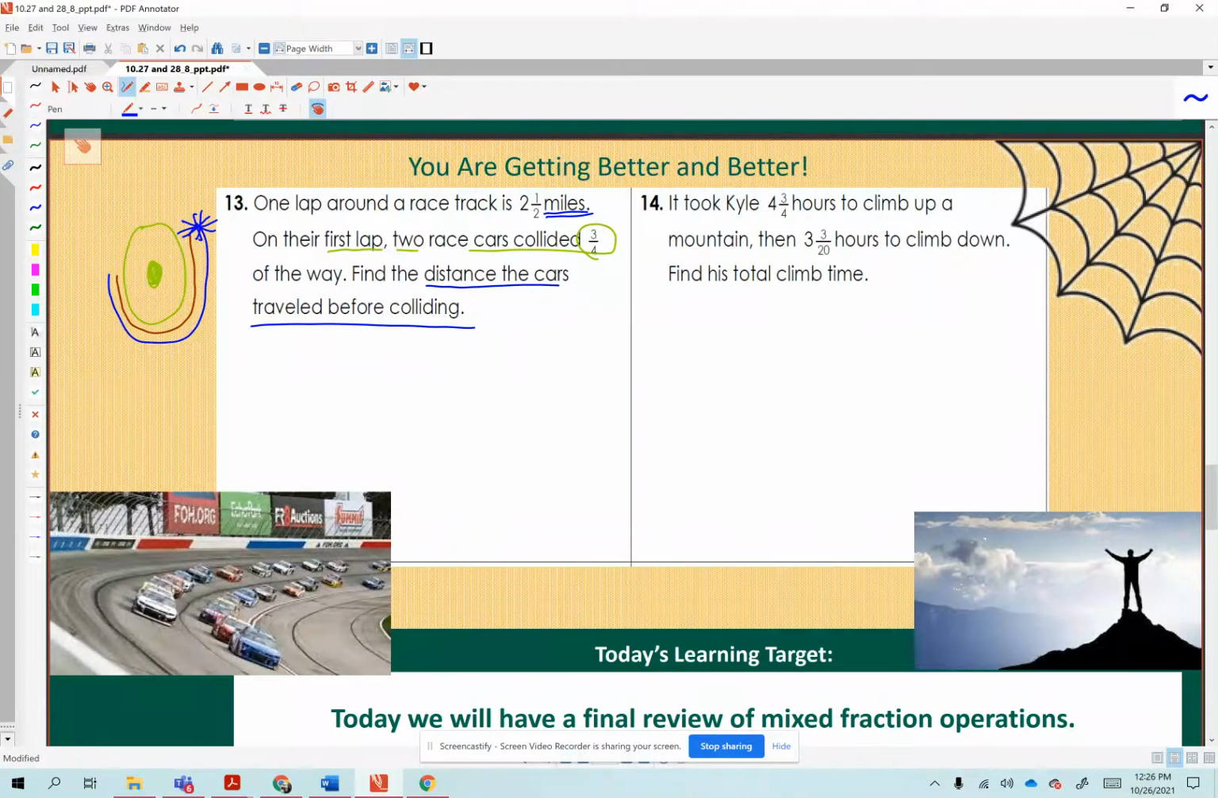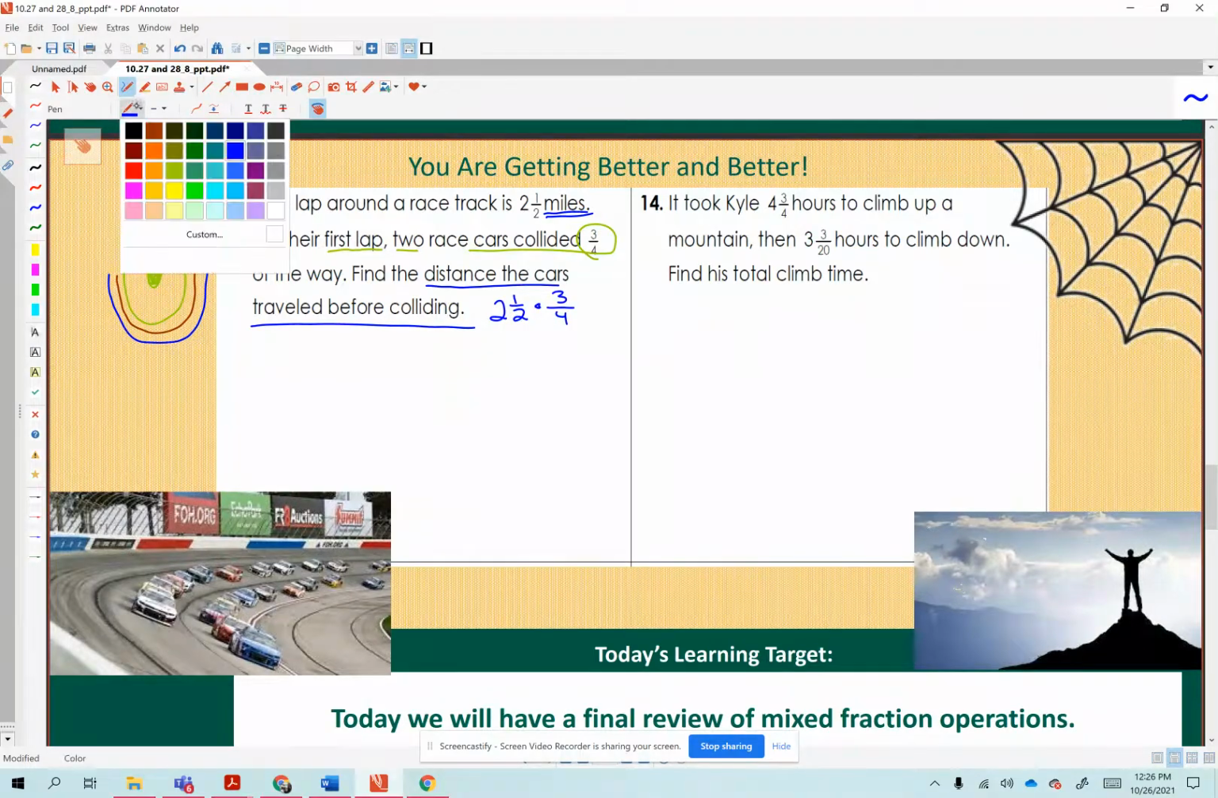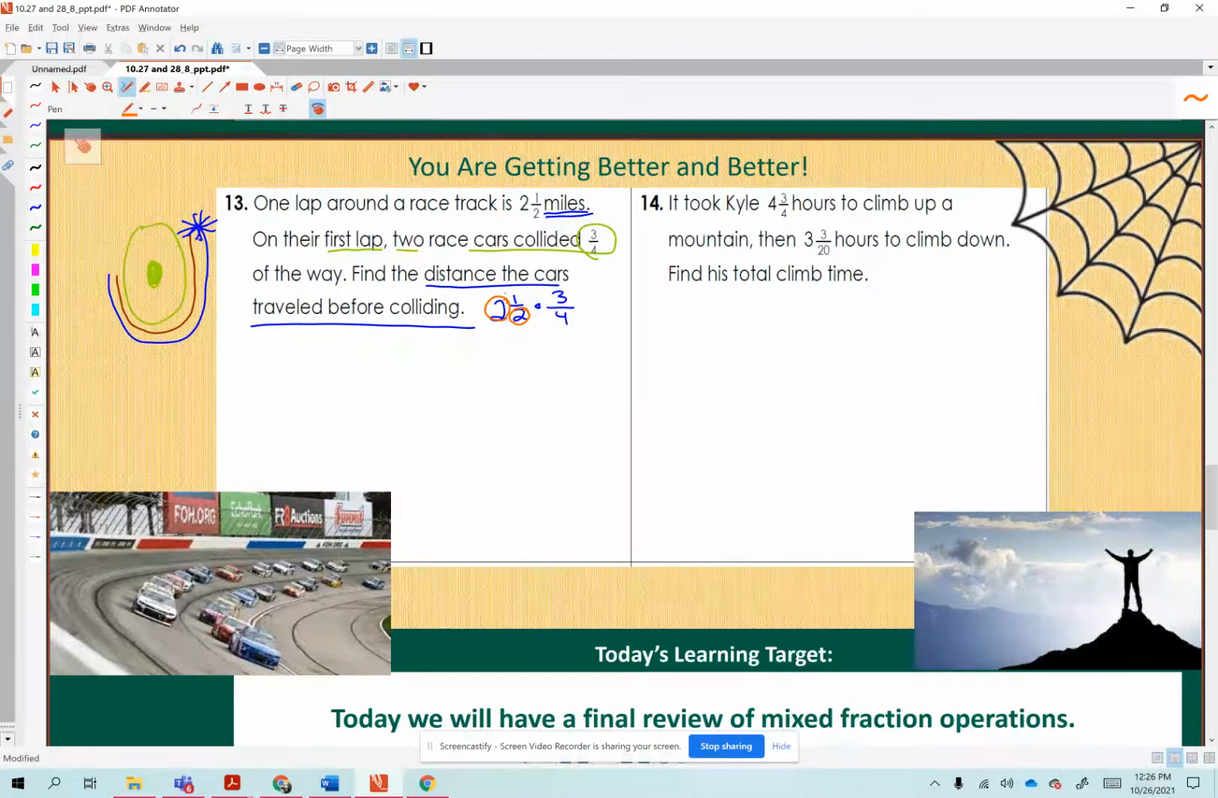So what we're going to do is multiply 2½ times 3/4, because that's how far they went. The whole track is 2½ miles. They went 3/4 of the way around. So the first thing we want to do is convert this 2½ to an improper fraction. 2 times 2 is 4, plus the numerator makes 5. So that would be 5/2 times 3/4.